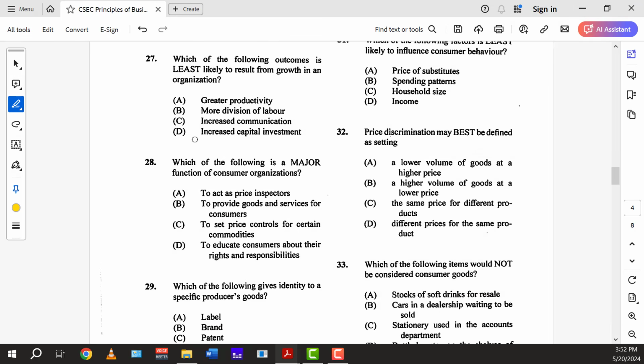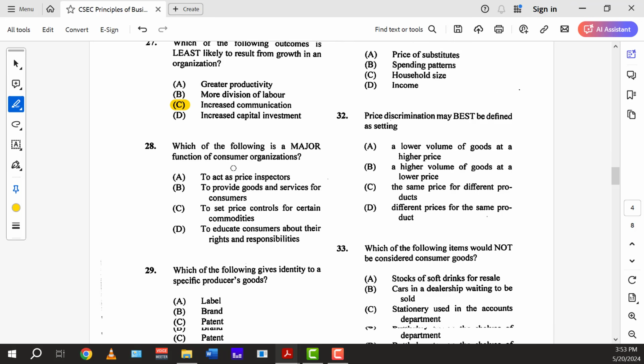27. Which of the following outcomes is least likely to result from growth in an organization? A, greater productivity. Sure, that happens. B, more division of labor. Of course, that happens. C, increased communication. Or D, increased capital investment. Best answer is C, increased communication. Communication can get worse as a company grows.